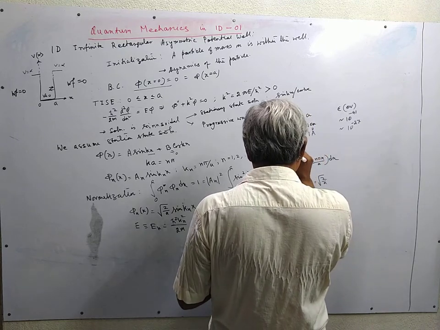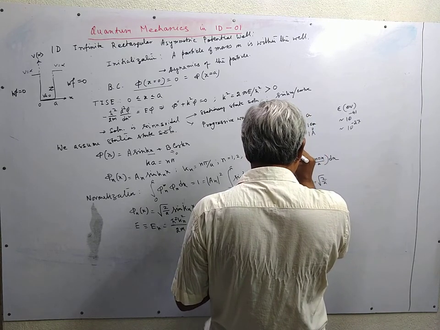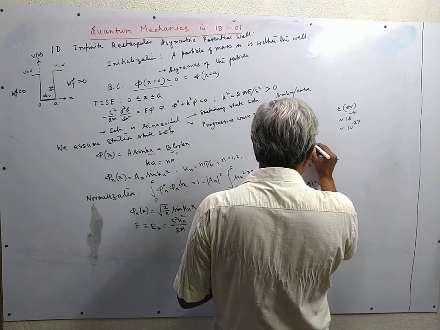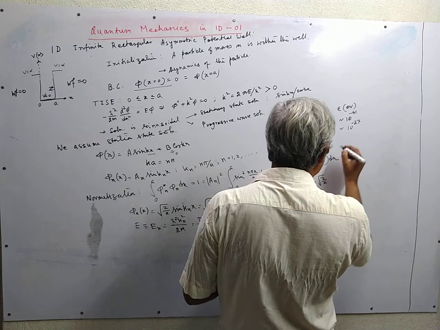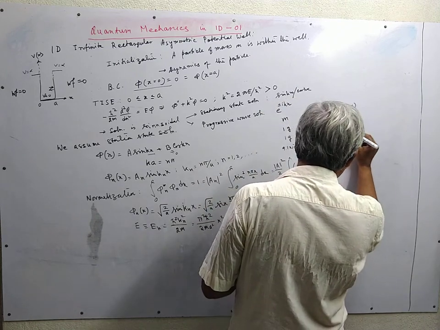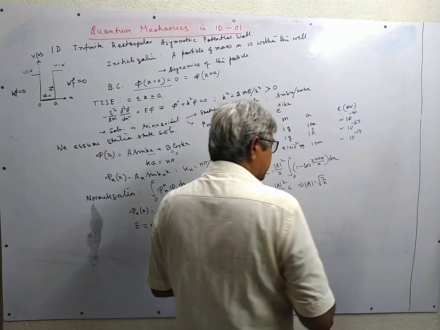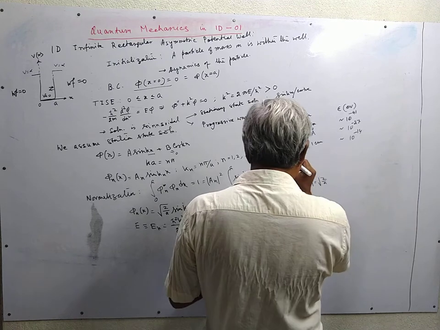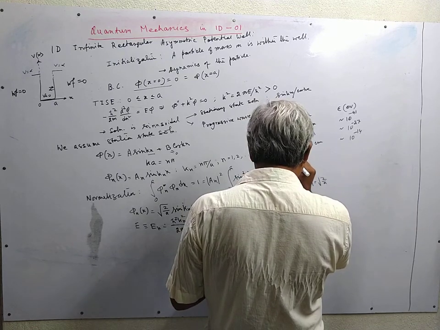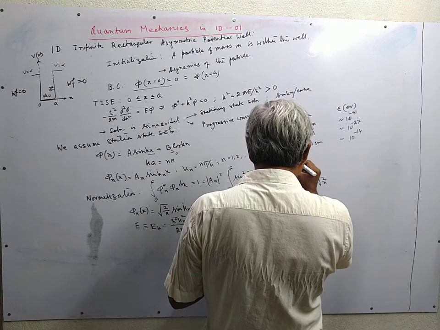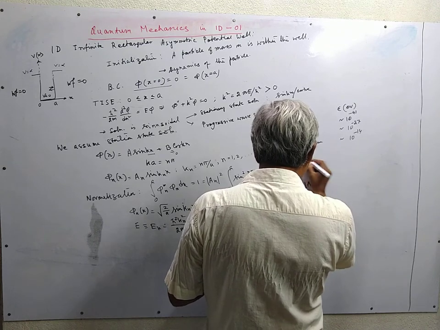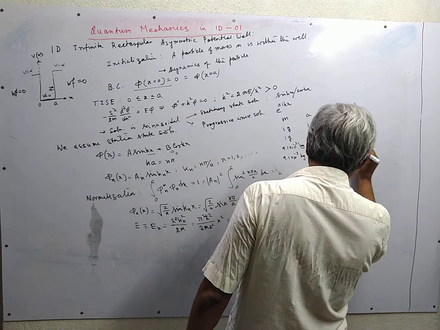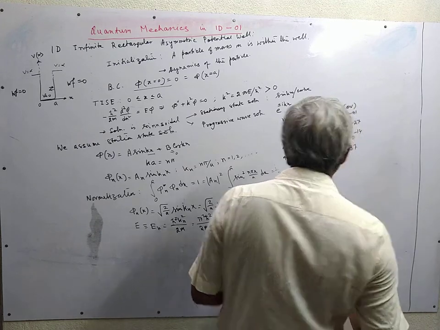If we have a particle of electron mass, 9.1 into 10 to the power minus 31 kg, confined in a well of 1 centimeter, this is also of a very small order. And finally, if we have an electron confined within a well of length 1 angstrom, it is found to be of the order of 37 electron volt.